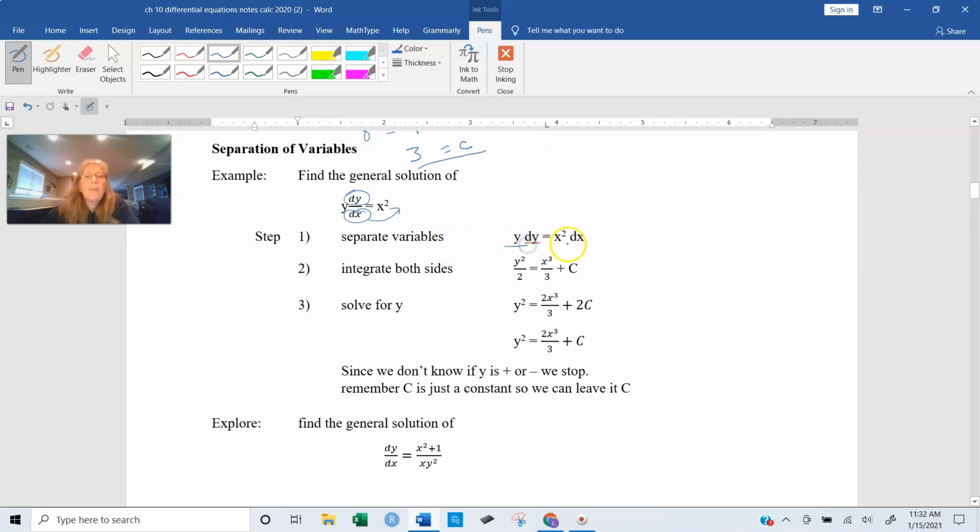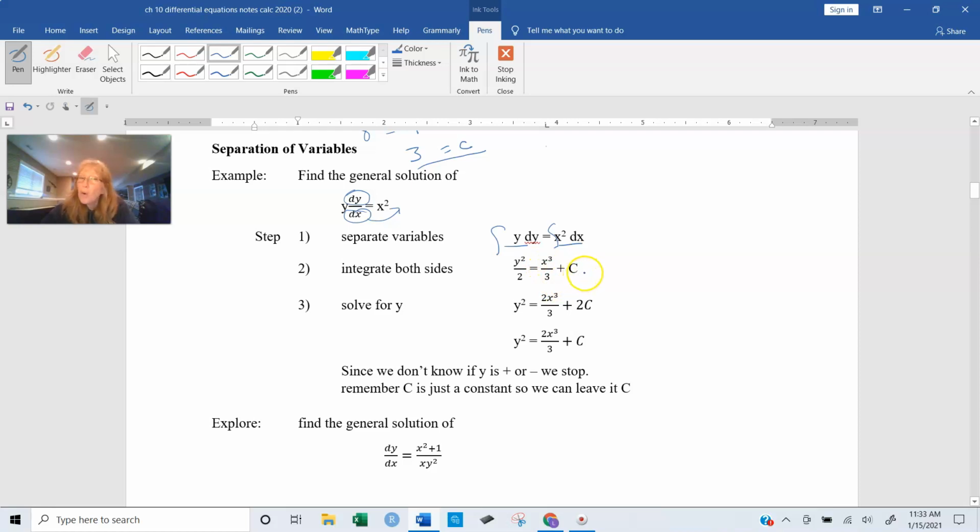So I've separated them out. We've got the y and the dy together, the x squared and the dx together. Now we just do the antiderivative of both sides. y squared is y squared over 2. x squared is x cubed over 3. Don't forget your plus c.